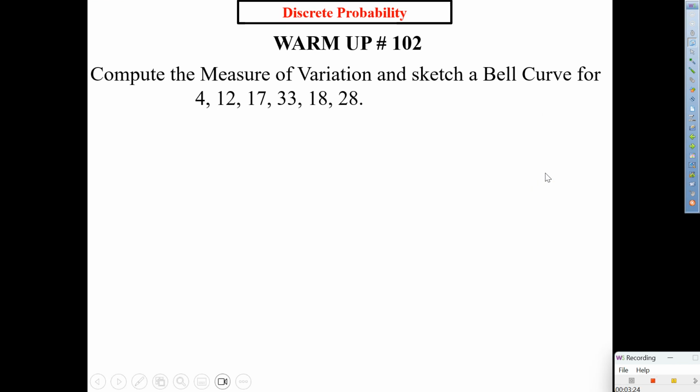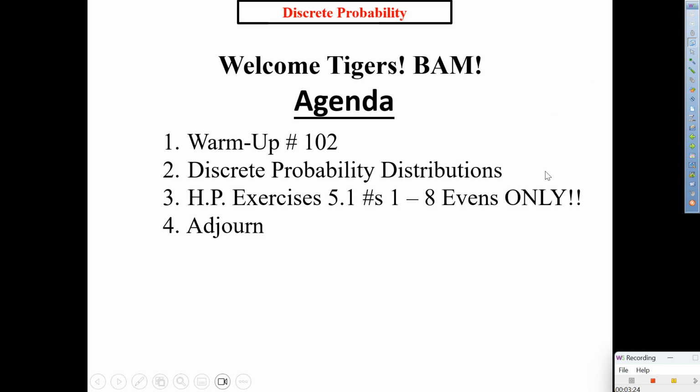Copy the agenda, please. Warm-up number 102 is done. We're moving into discrete probability distributions. Your home plate for tonight, make sure you go to exercises 5-1, and you're doing numbers 1 through 8. And once again, exercises, not review exercises. You're doing which ones? Exercises at the end of the lesson. 5-1. Bless you. So far so good, yes?